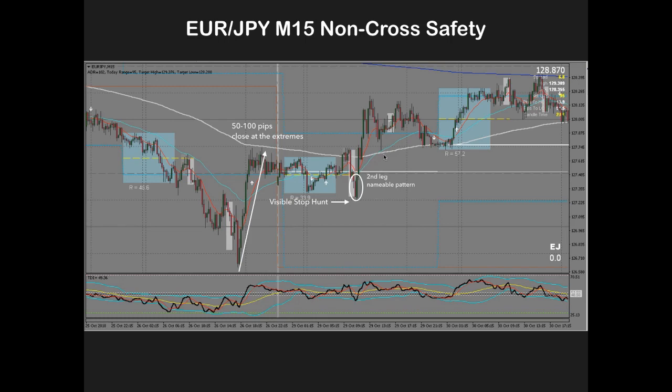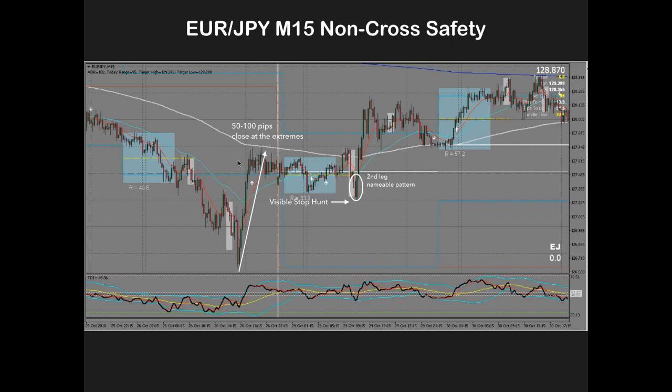Okay, now you'll notice that move causes the 5200 to cross. We did not get that 5200 cross earlier, right? This is an example of a non-cross safety. So the EMAs cross after this safety move. Okay, and then here is where you get the W off the 200. Okay, and then another continuation move up. So you could have taken this setup as well if you were trading in Asia and caught that 50 pip move. Okay, so 2 setups here in one.